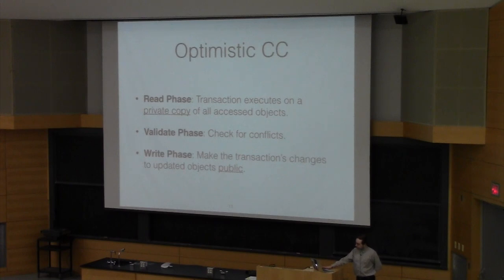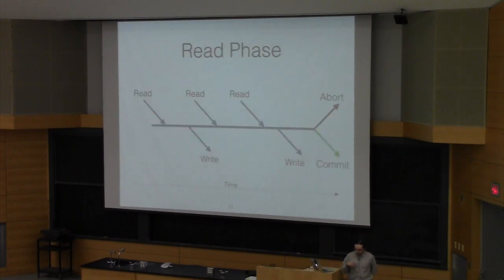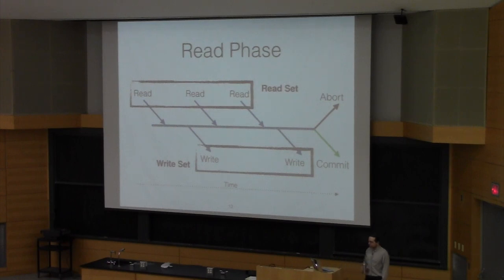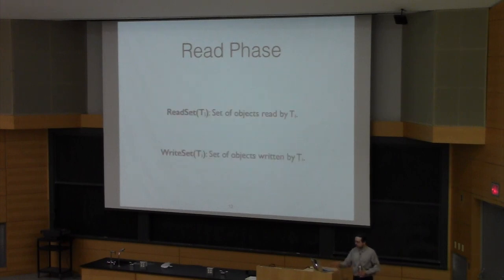All right, great. So recall that the transaction is a bunch of reads, a bunch of writes. And so as the transaction is executing, recall, executing on its own private copy of the database, we're going to record every single read it performs, as well as every single write that it performs. We call these the read set and the write set. So for a given transaction, the read set is the set of objects that it read from, the write set is the set of objects that it wrote to.